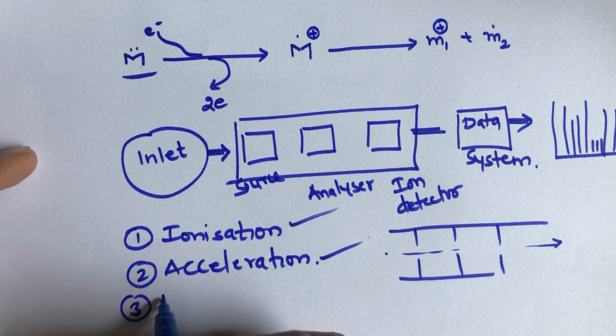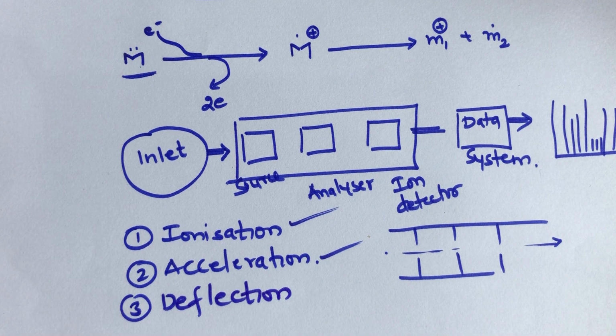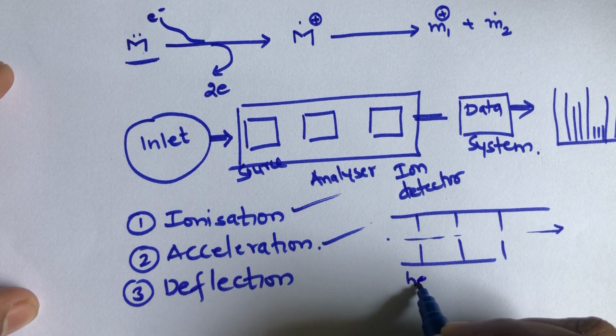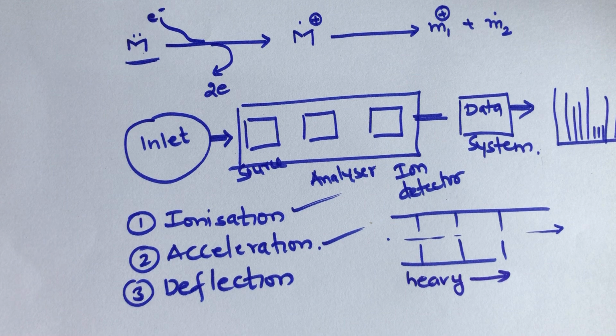The third step is deflection. Now, ions are deflected by a magnetic field surrounding the instrument. So the ions that have been accelerated are deflected by the magnetic field. The amount of deflection depends upon the mass and the charge of the ions. If the ions are heavy, with a positive charge of 2 or more, they are deflected least.